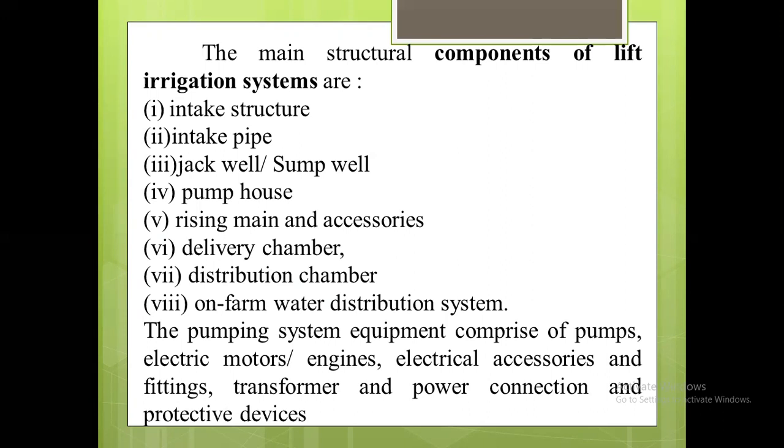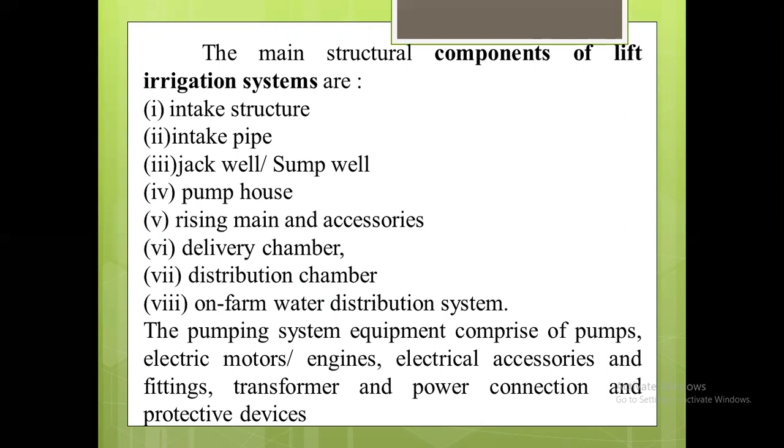The jack wells are usually associated with high head vertical turbine and submersible pumps. A jack well is constructed on a high ground. In the jack well, the pump house is located on the well itself.